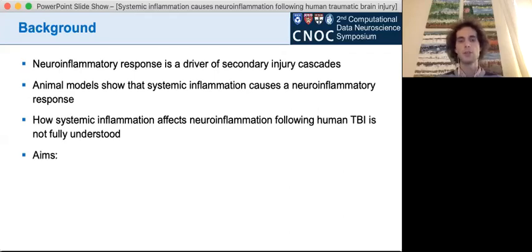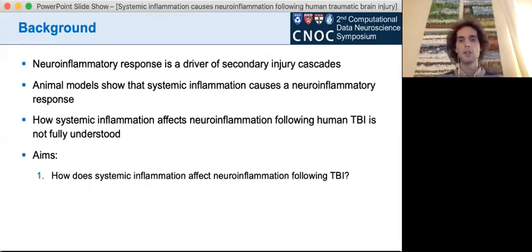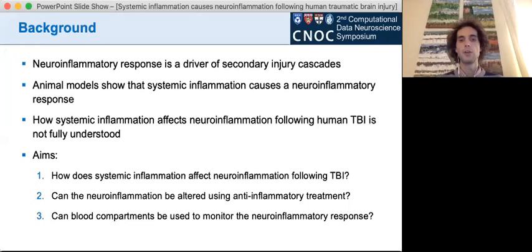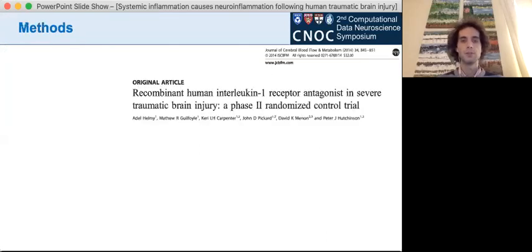There are three aims for this project. First, how does systemic inflammation affect neuroinflammation following TBI? Second, can the neuroinflammation be altered using anti-inflammatory treatment? And third, can blood compartments be used to monitor the neuroinflammatory response?